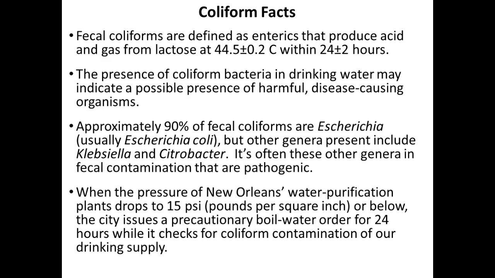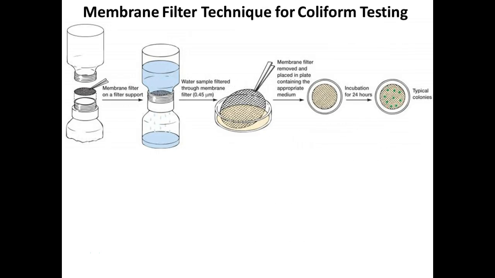When the pressure in New Orleans drops in our water purification systems to 15 psi, pounds per square inch, or below, the city issues a precautionary boil water advisory. We've experienced this several times. This is for 24 hours, because guess what they're going to do? They're going to test it by running cultures. They're going to filter the water through a filter. The membrane is going to trap the bacteria. They're going to put it onto a plate and see if anything grows.